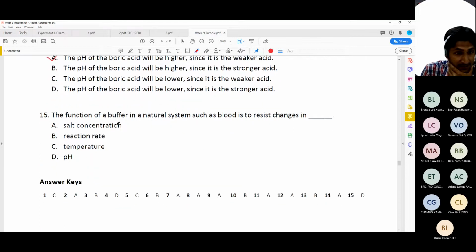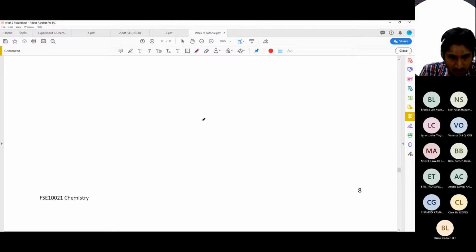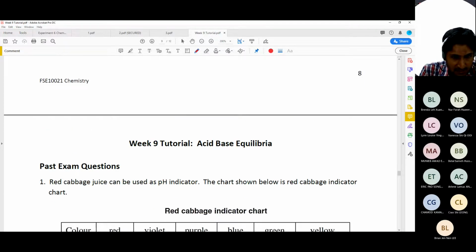Question number 15 says that a function of a buffer in a natural system, such as blood, is to resist change in pH. No, a buffer does not take part in salt concentration, reaction rate, or temperature, but it's the pH. It reduces the possibility of change in the pH range of the system. Okay, are there any questions so far?